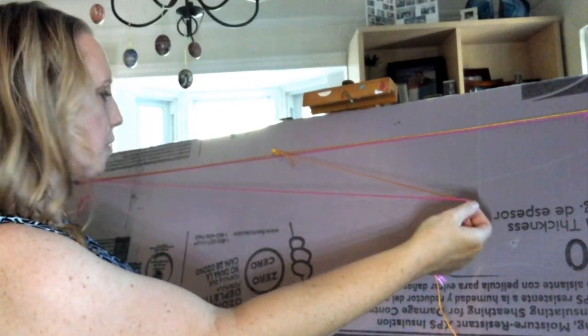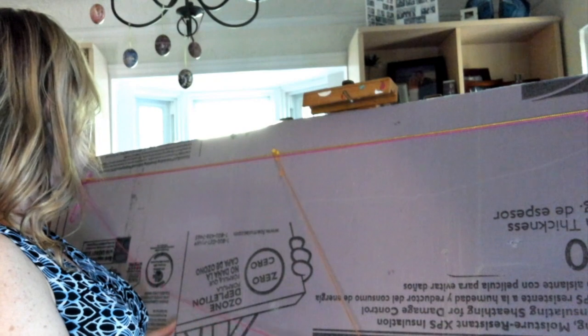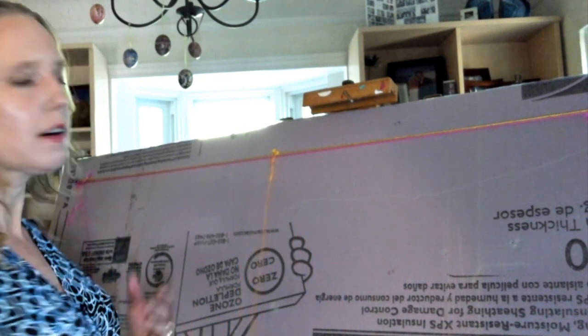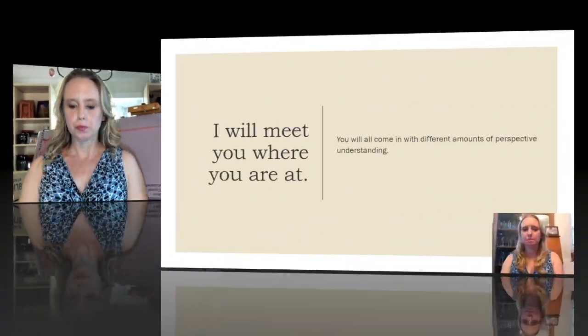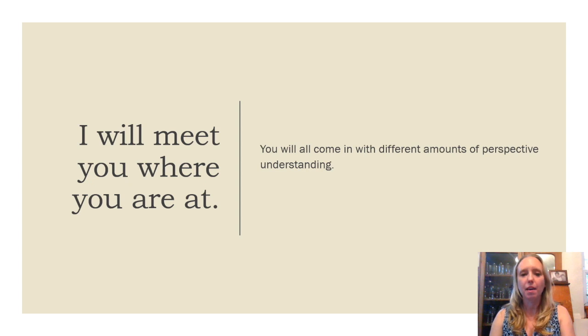So these are strings that I use sometimes to teach different aspects of perspective. I'm going to be teaching you how to use string to represent eye level, cone of vision, ground line, and vanishing points, some formulas, and then how to guesstimate that same knowledge when you don't have strings or rulers available, and how to find those things when you need to use a reference photo. I will meet you where you're at. You will all come in with different amounts of perspective understanding.